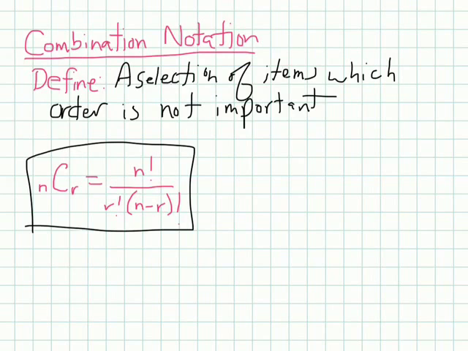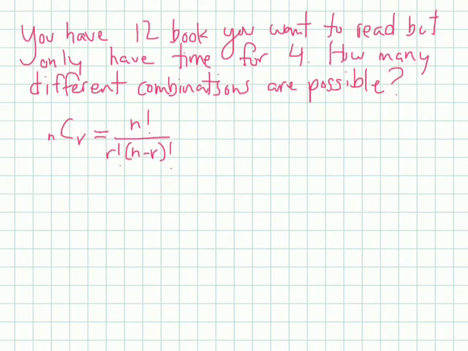Let's look at example problem number 3. For this problem, it says you have 12 books that you want to read over summer, but over summer, you only have time to read 4. So how many different combinations of books are possible? You can see it's combination, I mean, different combinations. It doesn't matter what order you read them in, as long as you read 4 books out of the 12 that you have.